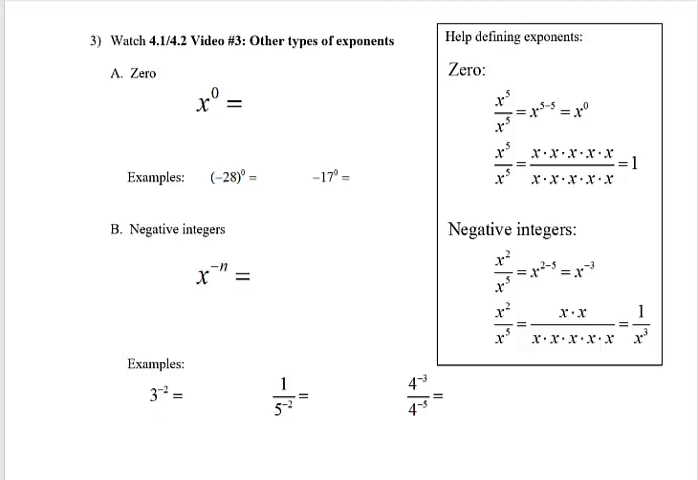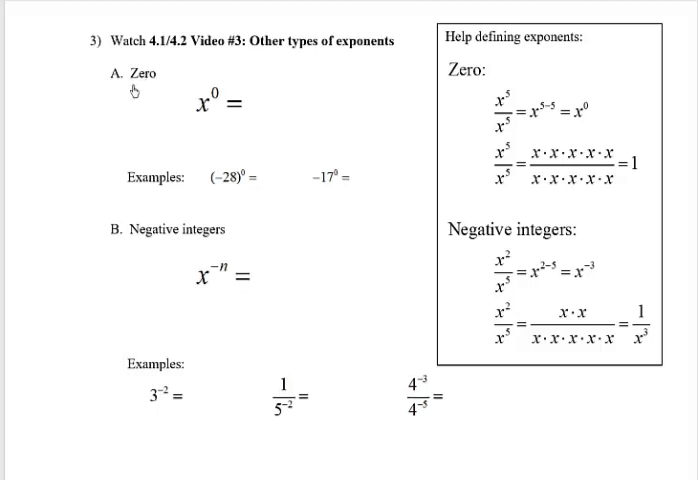This is video number 3 for sections 4.1 and 4.2, Other Types of Exponents. In this video, we need to figure out what happens if your exponent isn't a nice counting number like 1, 2, 3, 4, 5. This stuff gets a little tricky, and in order to figure this out, we're really going to have to rely on the rules of exponents that we just talked about in the last video.